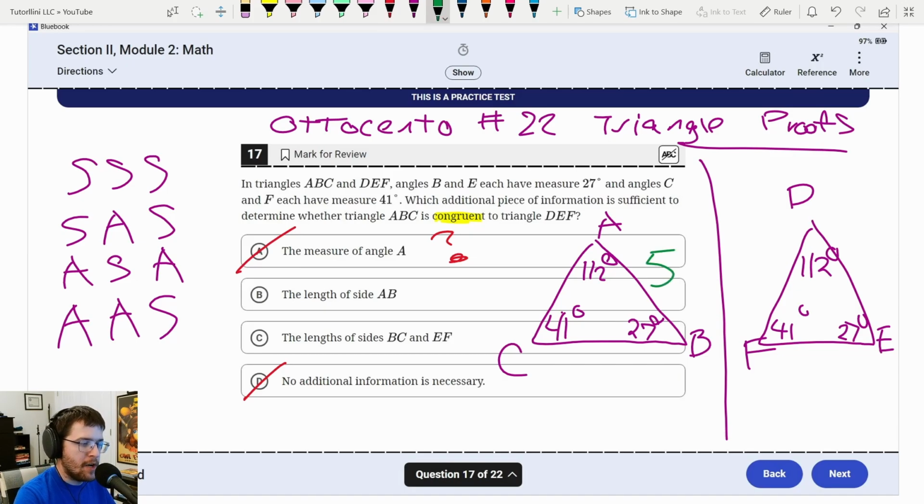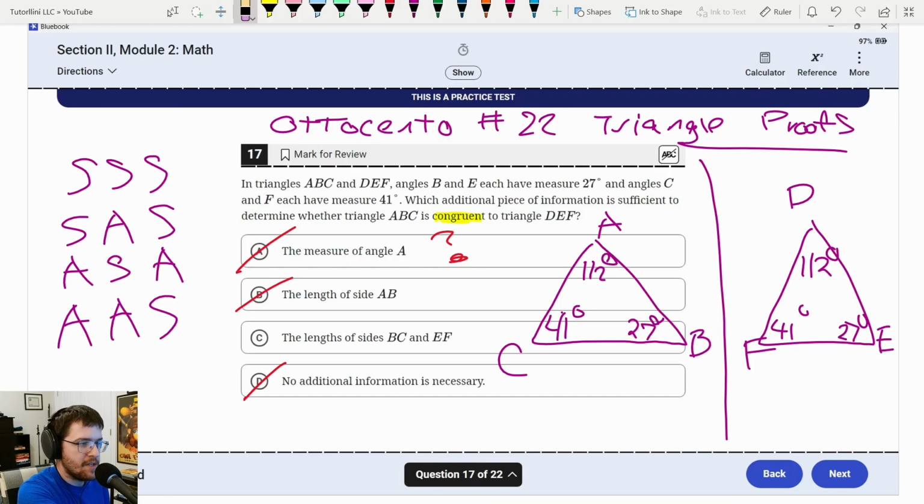Okay, so I just came up with a random number for the length of side AB, about 5. Unfortunately, this doesn't really help us because we would need to know both the sides that go together, that their lengths are equal, and they didn't tell us DE at all. So B is wrong as well. Let's look at choice C.